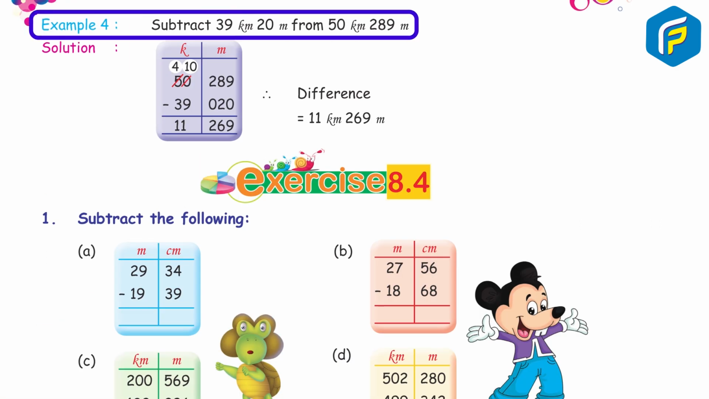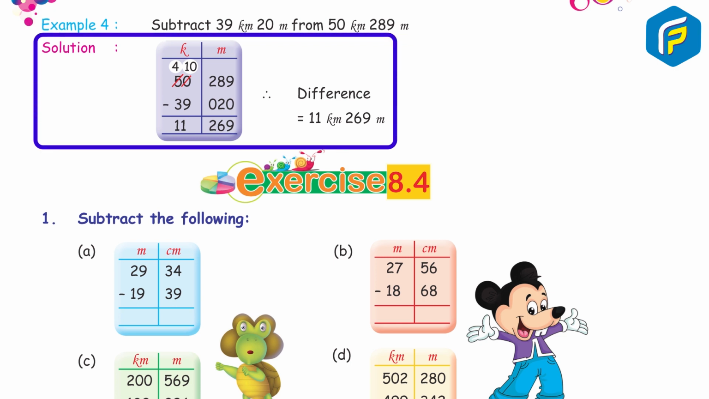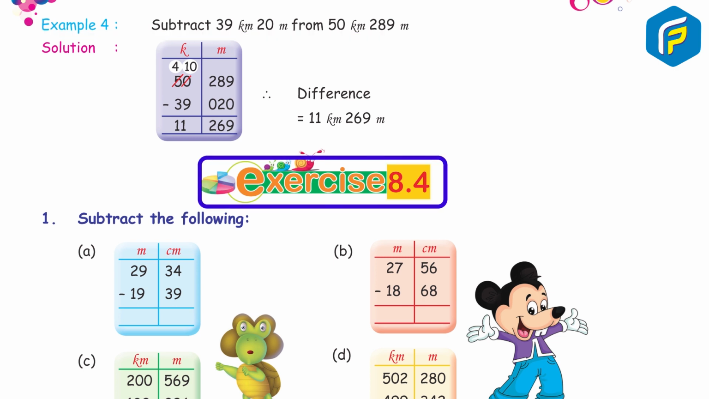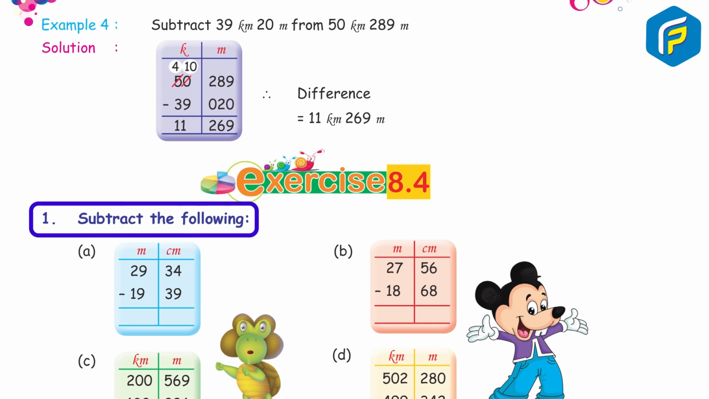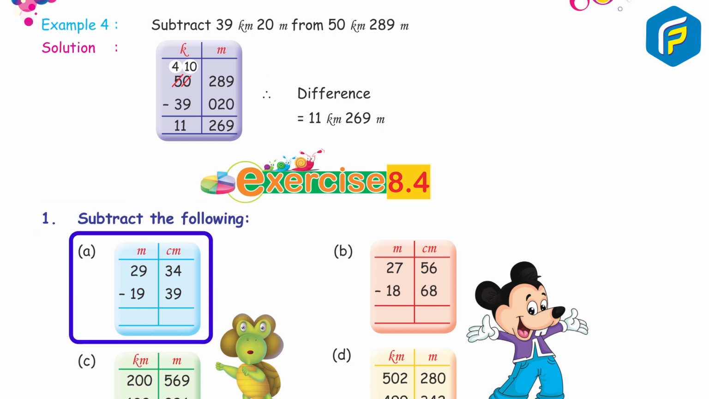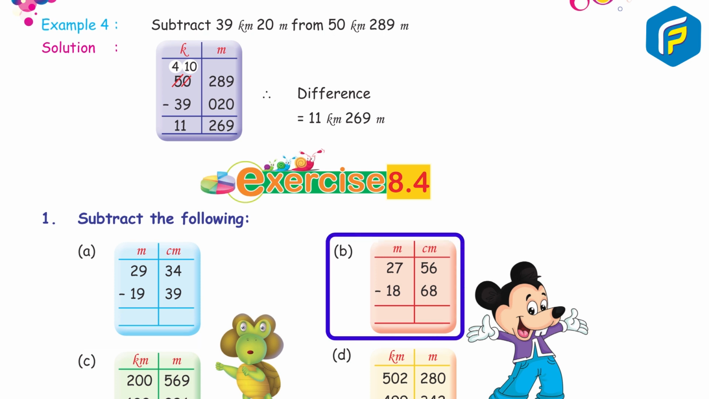Example 4. Subtract 39 kilometer 20 meter from 50 kilometer 289 meter. Solution. Difference is equal to 11 kilometer 269 meter. Exercise 8.4. Question 1. Subtract the following. A. 29 meter 34 centimeter minus 19 meter 39 centimeter is equal to 7 meter 94 centimeter. B. 27 meter 56 centimeter minus 18 meter 68 centimeter is equal to 8 meter 88 centimeter.